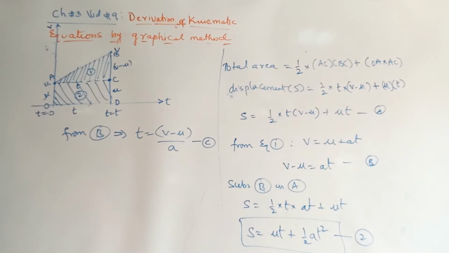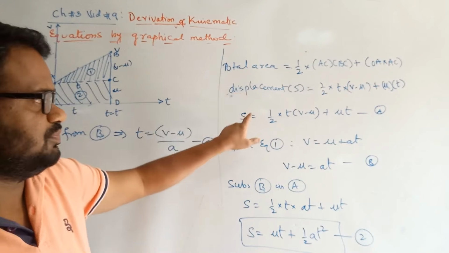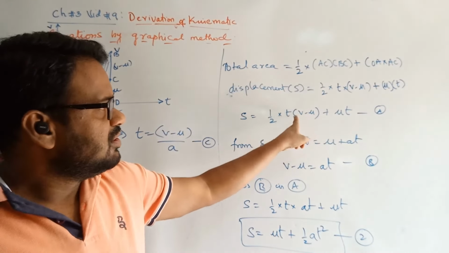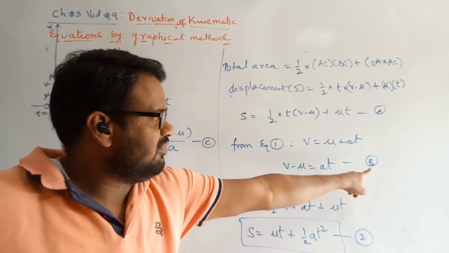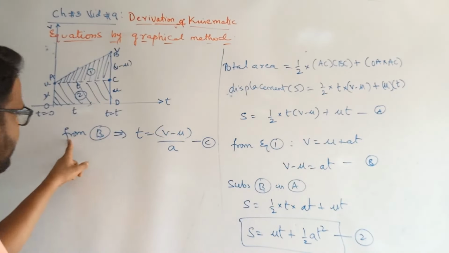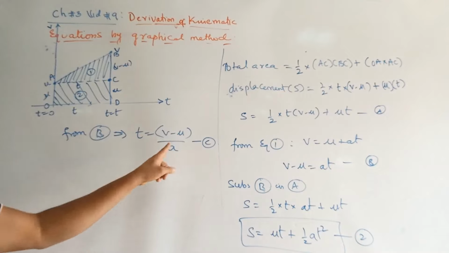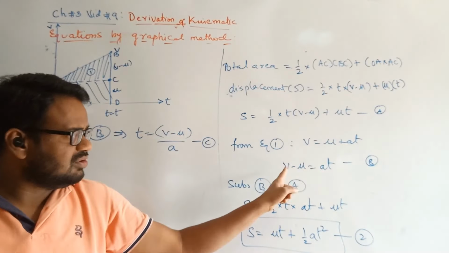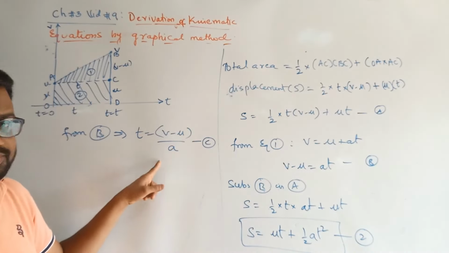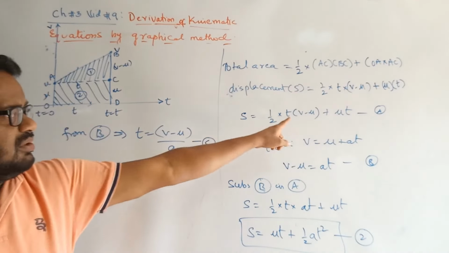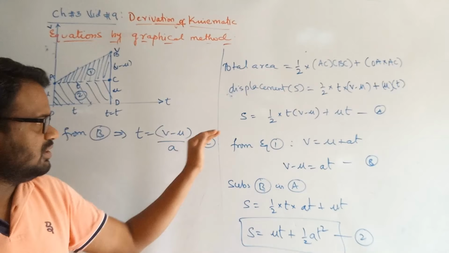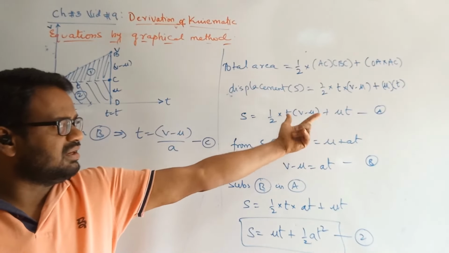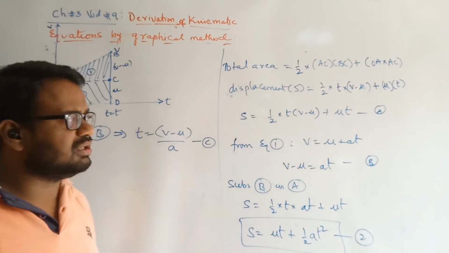In that equation, V square minus U square is equal to 2AS, there is no time factor. So time has to be removed from this equation. You make use of the same equation. To remove time, we are modifying equation B like this. From B, time is equal to V minus U by A. By substituting time in this, you are going to eliminate T. Accordingly, substituting C in A, you get the T factors eliminated. Once you solve that, you are going to get the third equation.